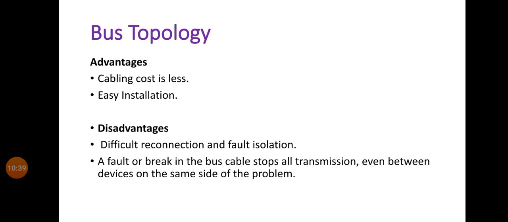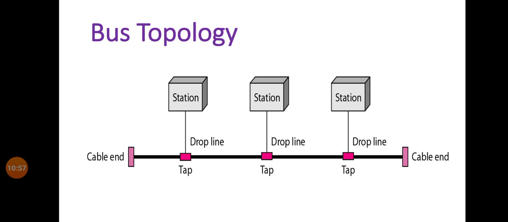Then the next disadvantage of bus topology is, a fault or break in the bus cable stops all transmission, even between devices on the same side of the problem. So now if anything happens to the main cable here, meaning the bus cable, as we can call it, and any error occurs to that main cable, then all other stations that are connected to the main cable stop working. So everything works on the main cable. If anything happens to the main cable, then the entire network fails. So this is the main disadvantage of bus topology.